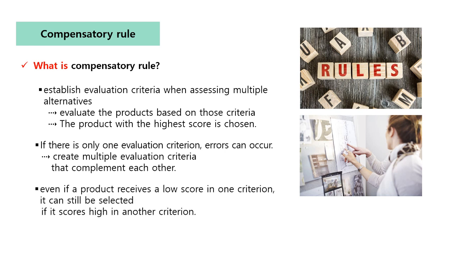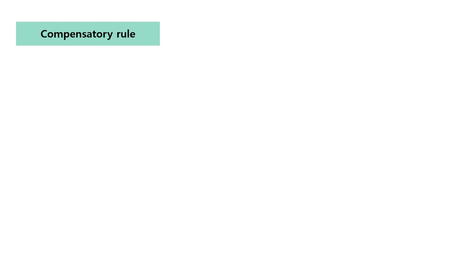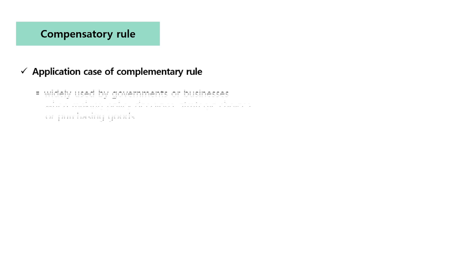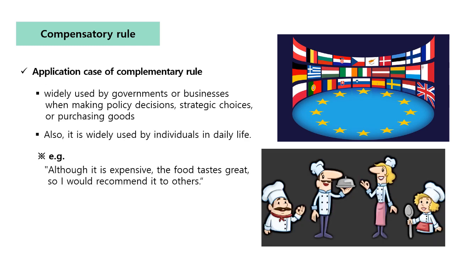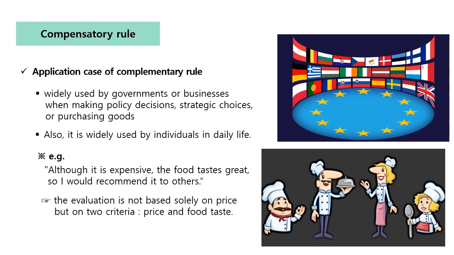Hence, even if a product receives a low score in one criterion, it can still be selected if it scores high in another criterion. The compensatory rule is widely used by governments or businesses when making policy decisions, strategic choices, or purchasing goods. Also, it is widely used by individuals in daily life. As an example, individuals might say, "Although it is expensive, the food tastes great, so I would recommend it to others." In this case, evaluation is not based solely on price but on 2 criteria: price and food taste.